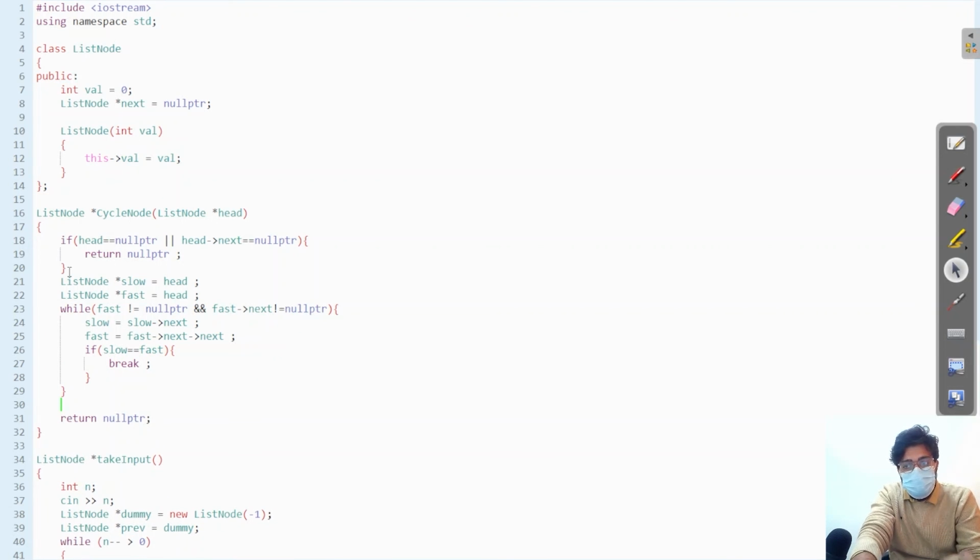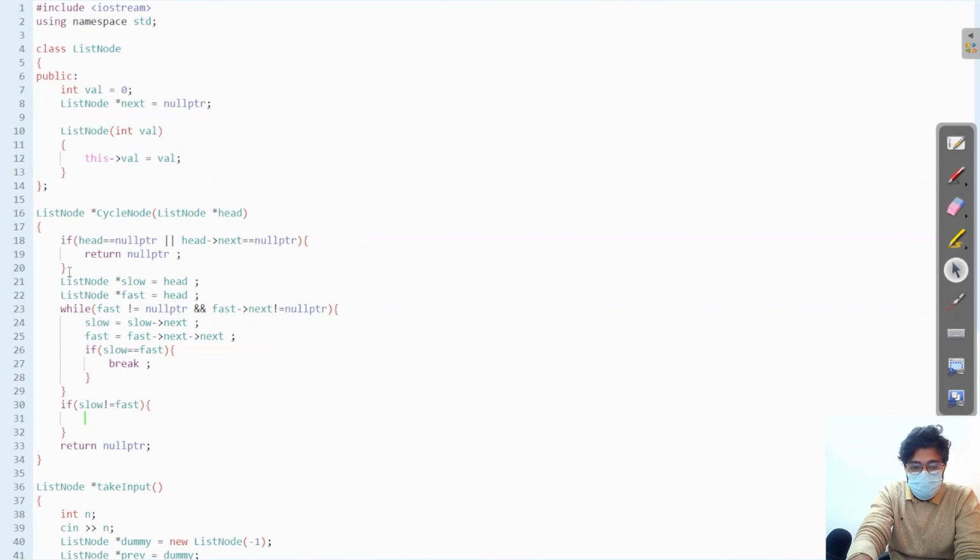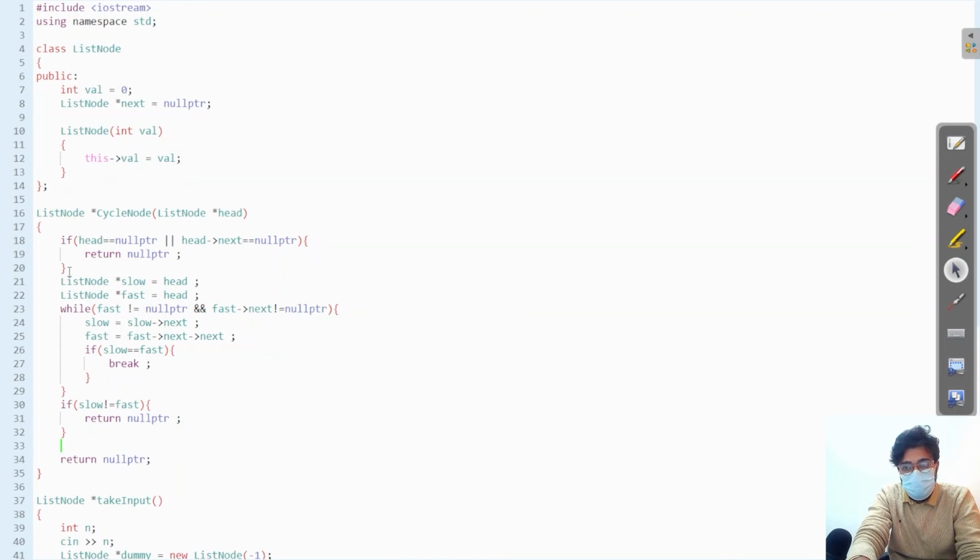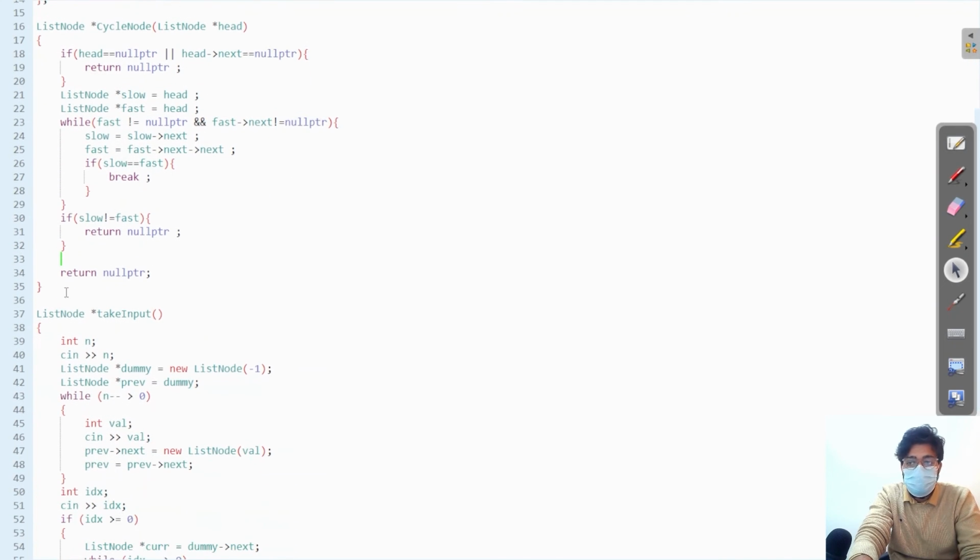So if you understand the code a little bit, there are possible ways that our loop will break. First is fast will get null, or second is fast dot next will get null. The third is if slow is equal to fast. If slow is equal to fast, then there is the possibility that a cycle is present. So if slow is not equal to fast, that means there is no cycle, so we will return null ptr, right? But now the remaining part will be for the cycle.